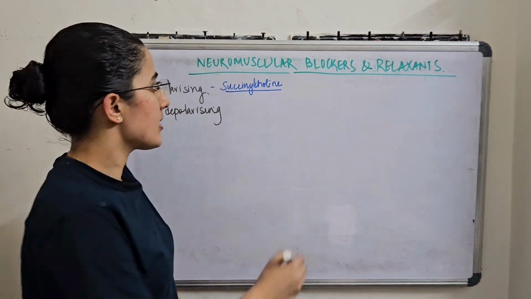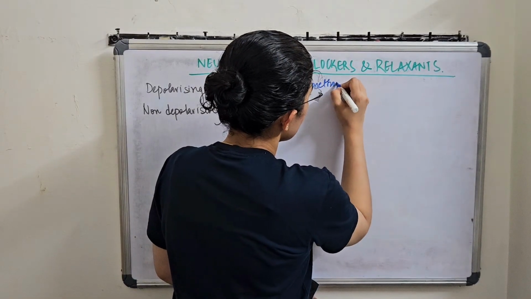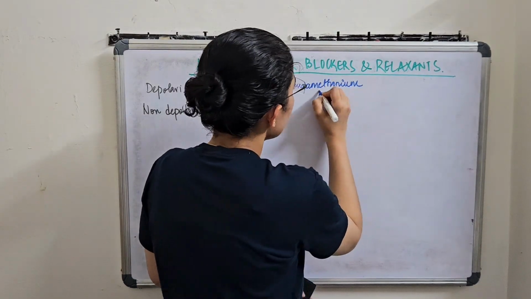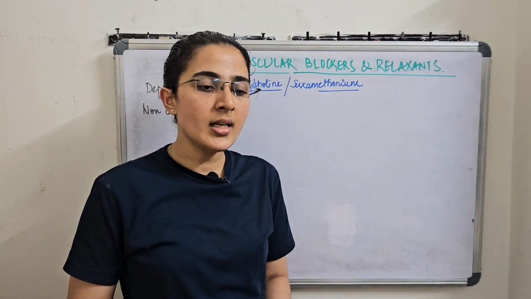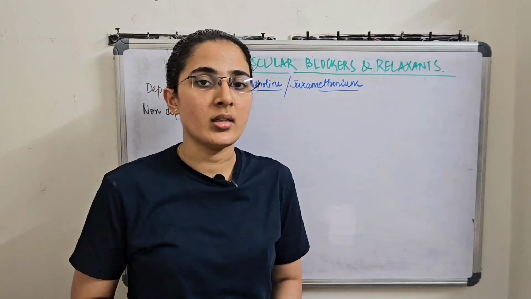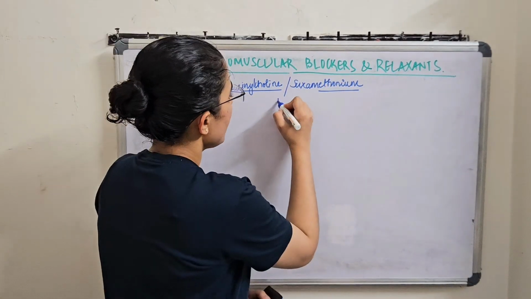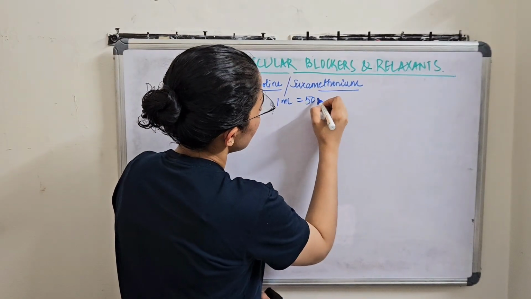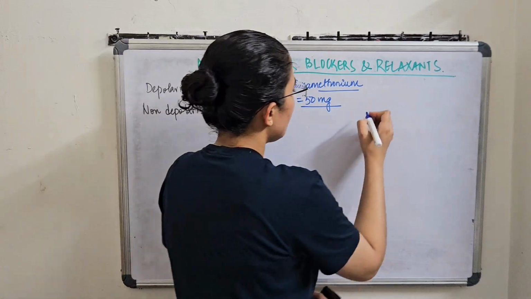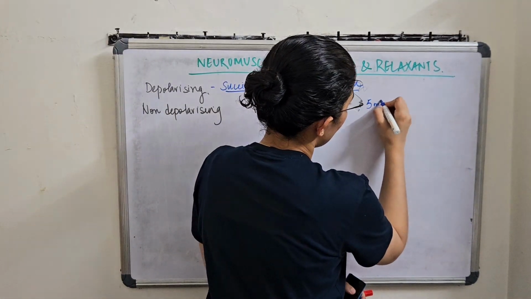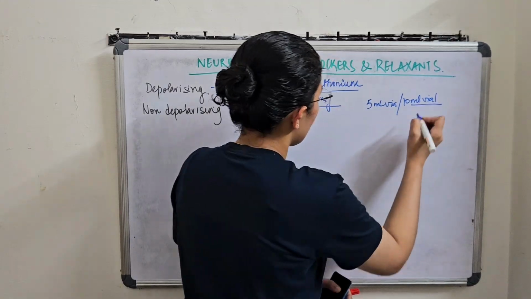Succinylcholine is also called as Sugamadex, okay. So this is one of the depolarizing muscle relaxants. Succinylcholine is a quaternary ammonium compound. It is available in the vial as 1 ml equals 50 milligram as a clear colorless solution. It is basically available as 5 ml vials or 10 ml vials.